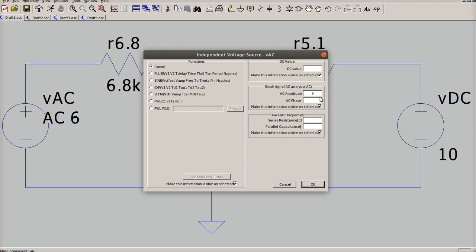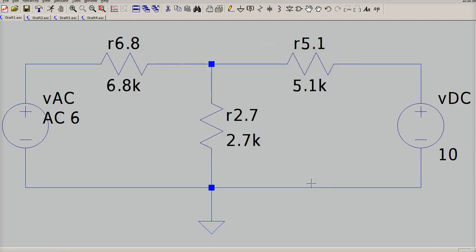what you want, because that's what your meter will read. Your multimeter will read the RMS level, not the peak. You have to have an oscilloscope to see the peak and the peak to peak. So even though this says amplitude, I'm going to put in 6 because it's 6 volts RMS. That's all I have to do. It's an AC source. Okay.